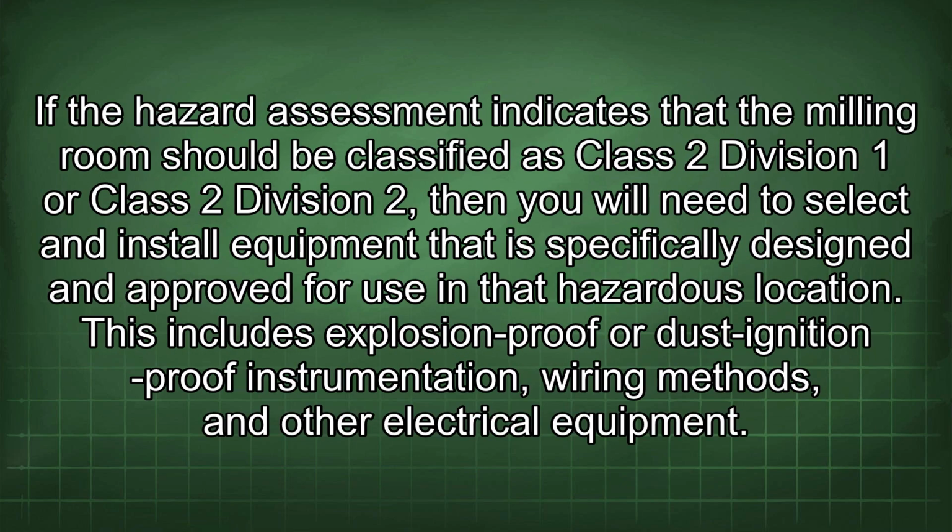If the hazard assessment indicates that the milling room should be classified as Class 2 Division 1 or Class 2 Division 2, then you will need to select and install equipment that is specifically designed and approved for use in a hazardous location. This includes explosion-proof or dust ignition-proof instrumentation, wiring methods, and other electrical equipment.